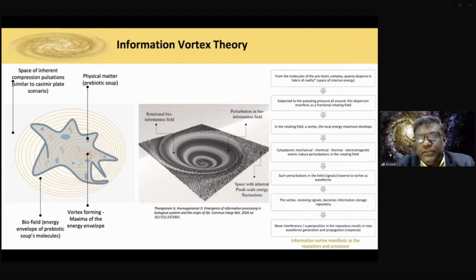The wave interference and superposition in the repository result in new waveforms, and these new waveforms are generated and propagate in the entire field. This is what we call the response wavelets. Thus, the information vortex manifests as the repository, first as the memory, and also as the processor by engaging in interference between the newly arriving waves in the vortex region. So this is the primary hypothesis that we are working on, and I will show you the mathematical explanation in the next slide.